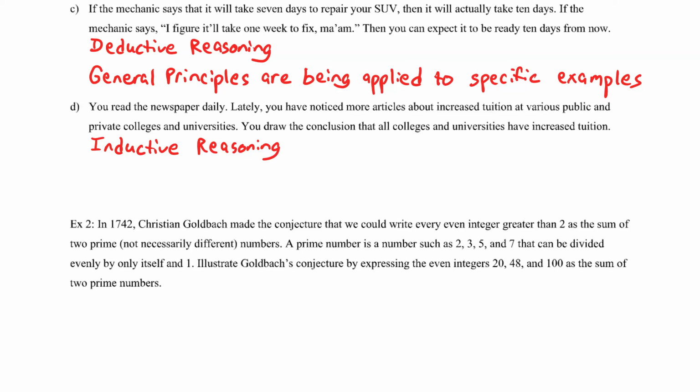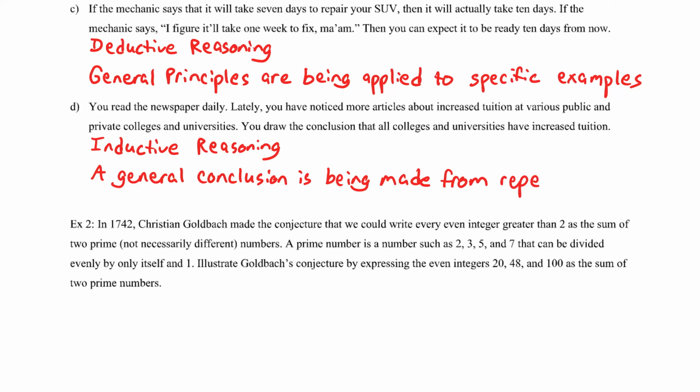And so we would say, similar explanation as we had for part A, that a general conclusion is being made from repeated observations of specific examples.